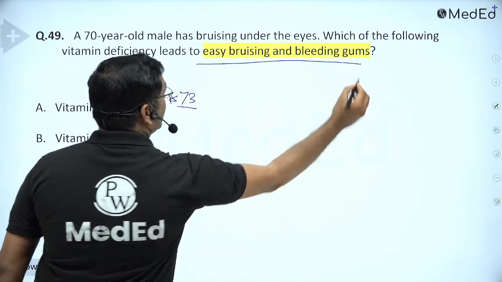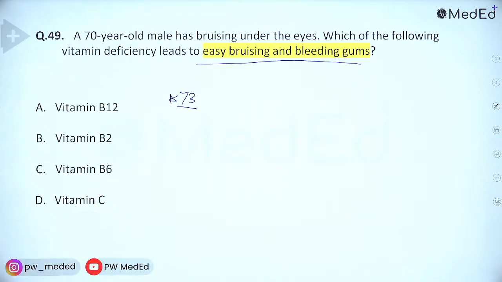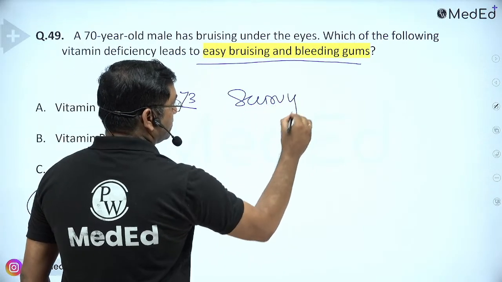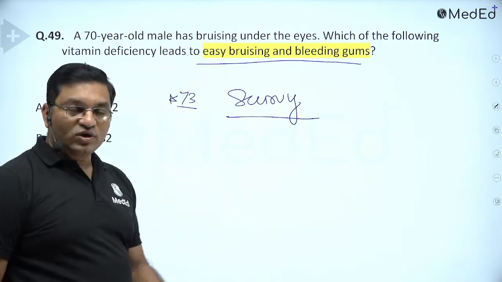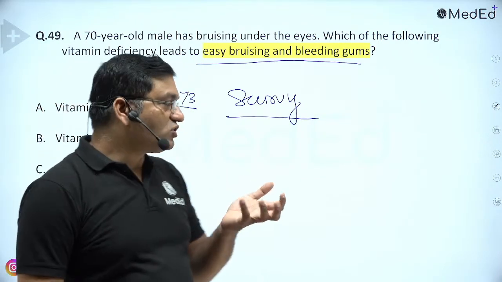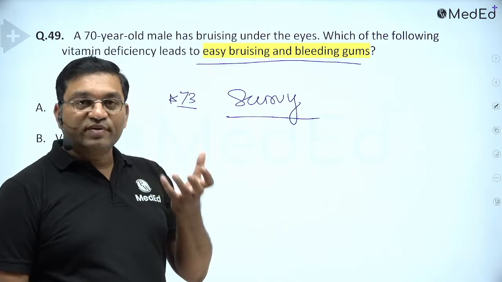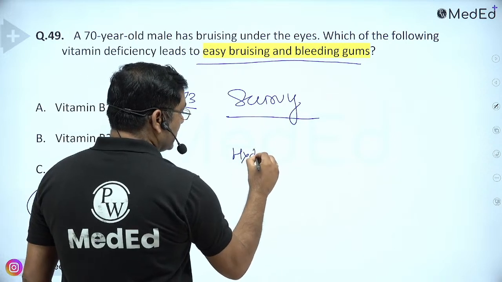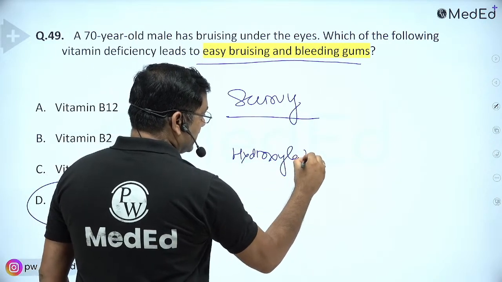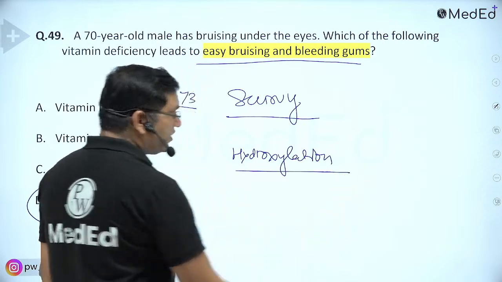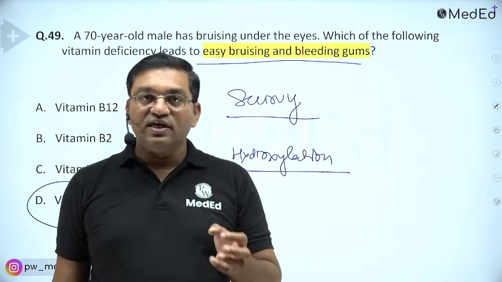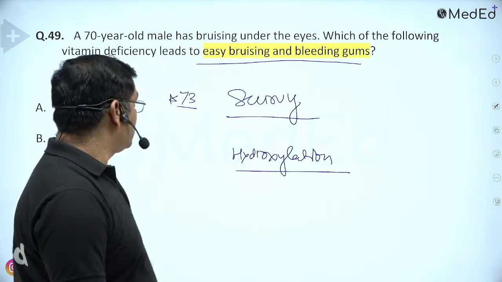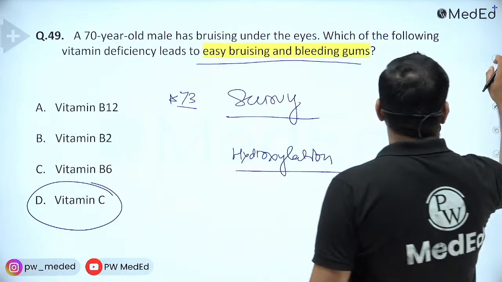Easy bruising and bleeding gums: this is very easy. It is related to vitamin C, scurvy. Petechial hemorrhages and gum bleeding are there because of defective collagen cross-linking or defective collagen synthesis. Vitamin C is required for the hydroxylation reaction. Deficiency of vitamin C affects hydroxylation of proline and lysine, causing defective collagen synthesis, which causes easy bruising and petechial hemorrhages. So this is scurvy, vitamin C deficiency.